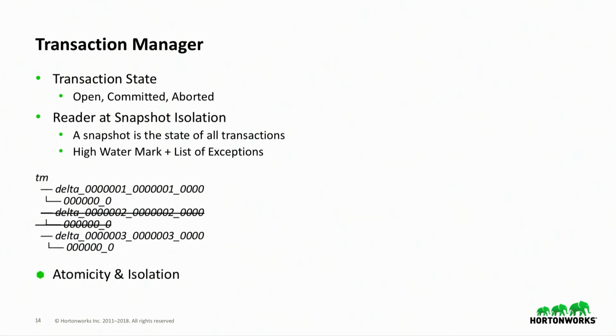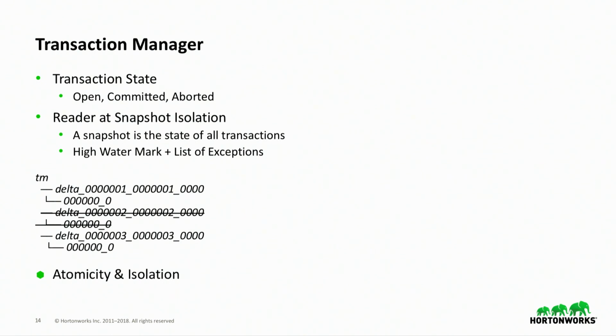If you look at how the read process happens, first of all, the transaction manager keeps track of the state of every transaction that ever happened in the system. And so when the reader starts, it asks the transaction manager for the snapshot information. The way it's represented is a high watermark, which is basically the highest transaction ID ever allocated in the system, and a list of exceptions below it. That is, an exception is either an aborted transaction or a transaction that's still running. So based on that information, a reader can look at the set of deltas in a table directory and filter out or skip any deltas that belong to an aborted transaction or one that's still running.